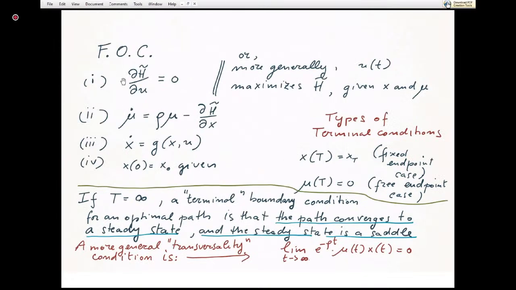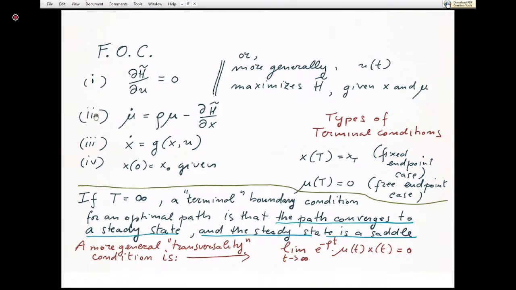So the first is that the Hamiltonian is maximized with respect to u. The second is that the derivative of the costate variable is equal to rho, the time preference rate, times mu, minus the derivative of the Hamiltonian with respect to x. The third condition is just the law of motion for the state variable. This is already part of the problem. The fourth condition is just the initial condition. And the fifth condition is that the optimal path converges to a steady state. So we have all of these conditions.